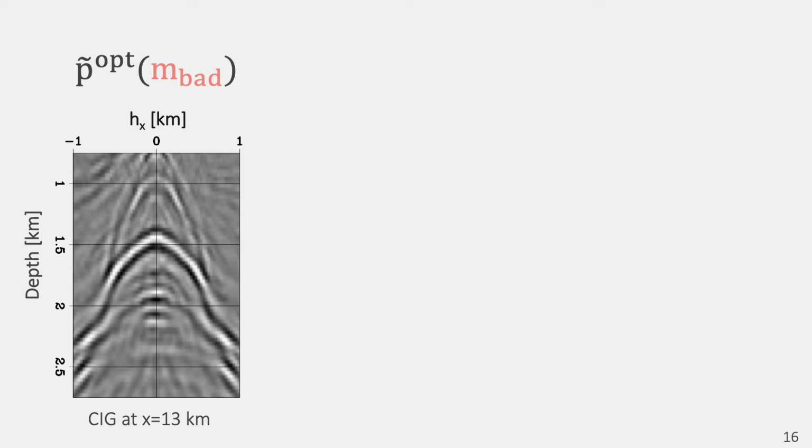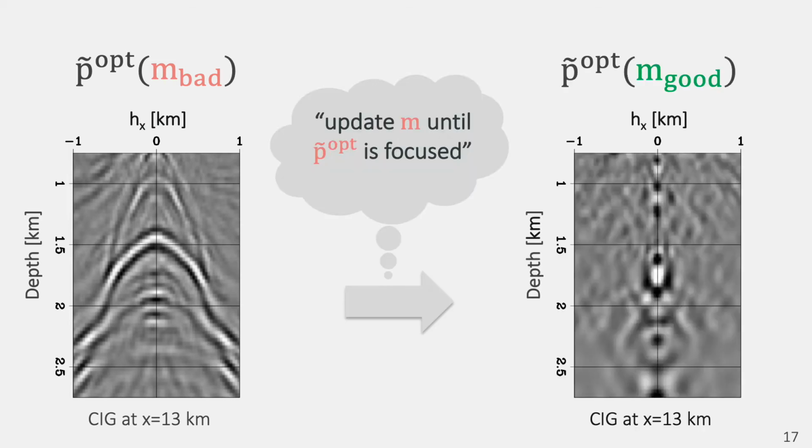In this inversion strategy, the input would be a similar image as p tilde optimal of m bad. And the goal of this method would be to update the velocity model, recompute p tilde opt each time, and then stop when p tilde opt is as focused as p tilde opt of m good. And this technique indeed exists. It is referred to as WIMVA and belongs to the large family of migration velocity analysis, or MVA, techniques.